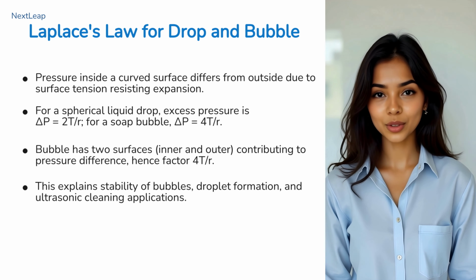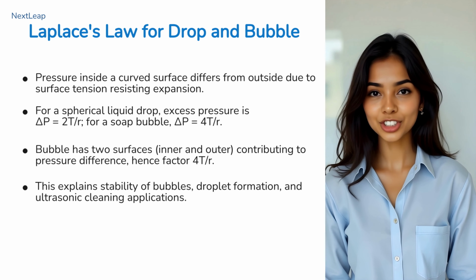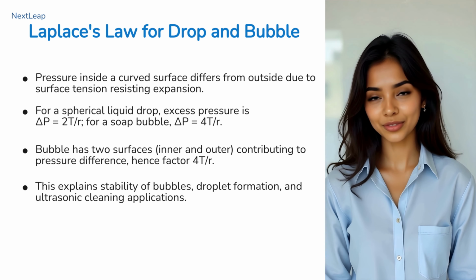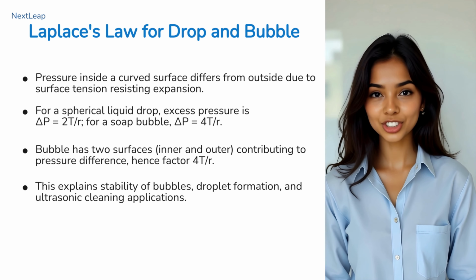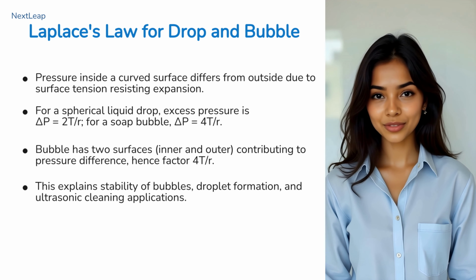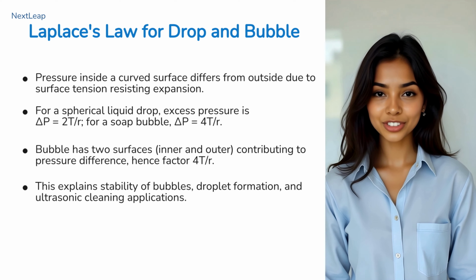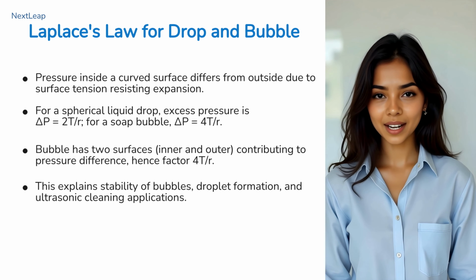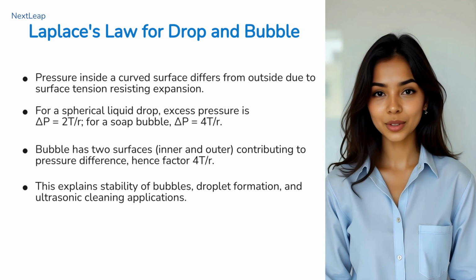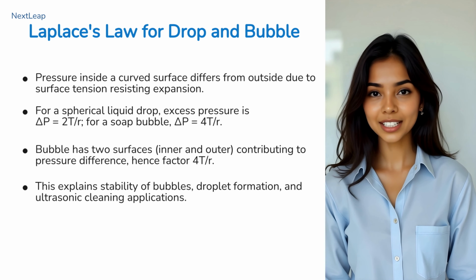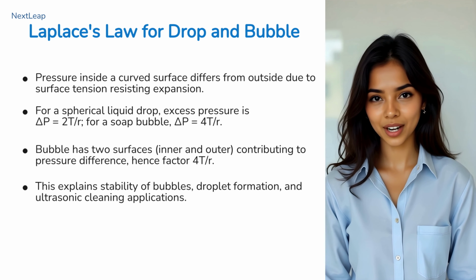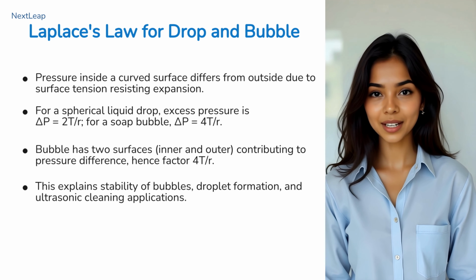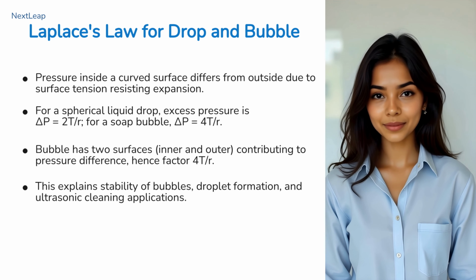Ever wondered why soap bubbles are fragile yet keep their shape? This is explained by the pressure difference across curved surfaces caused by surface tension. When a liquid surface curves, pressure inside differs from outside because surface tension resists expanding the surface area. For a spherical liquid drop, the excess pressure inside compared to outside equals 2 times surface tension T divided by the radius r, that is, delta P equals 2T over r.